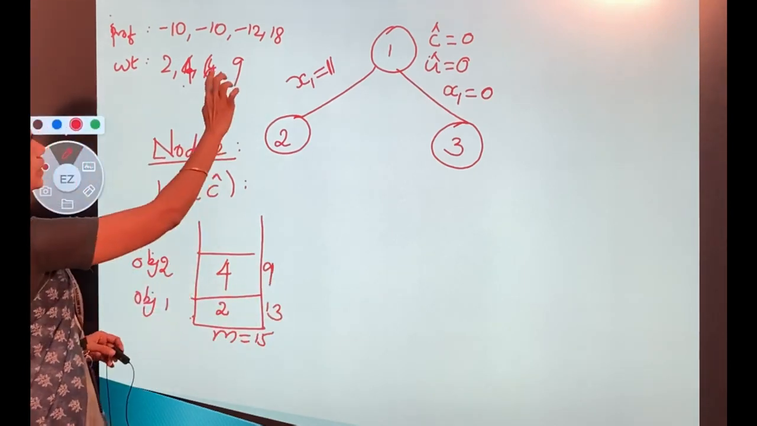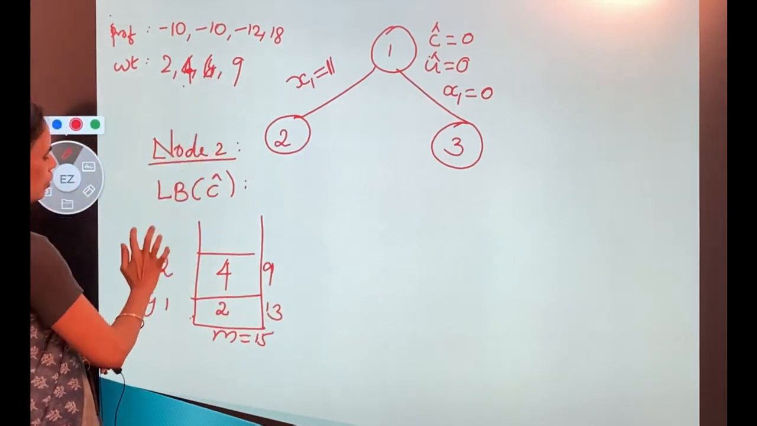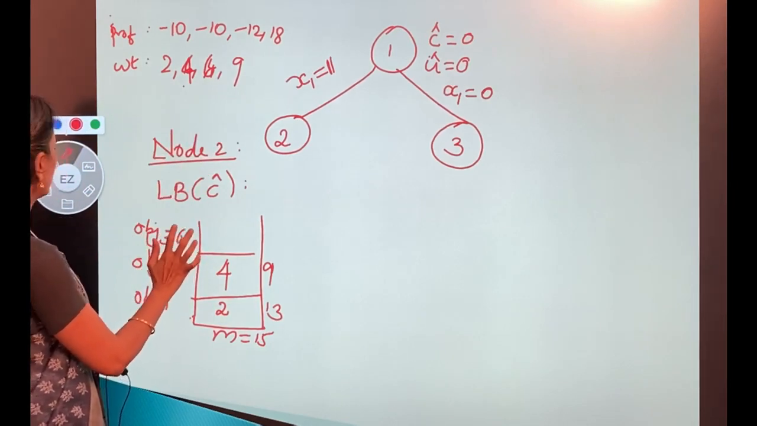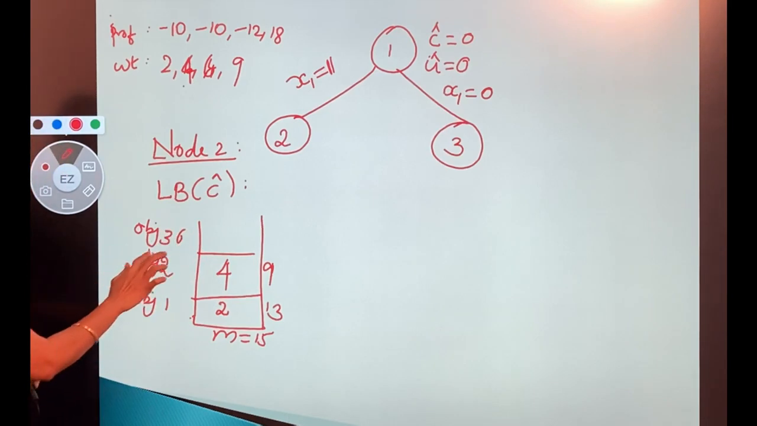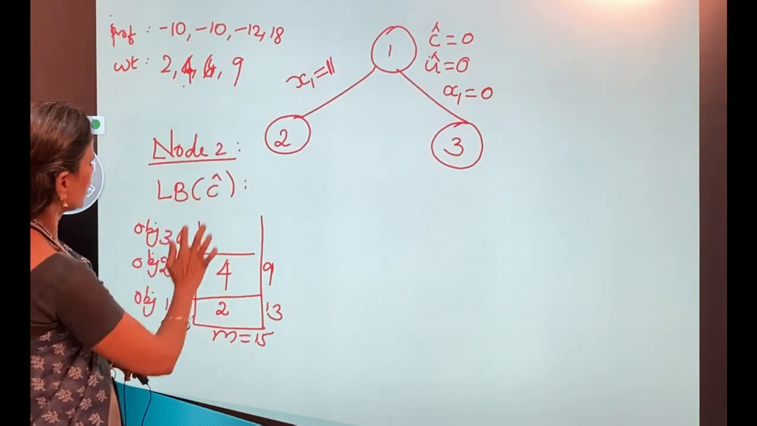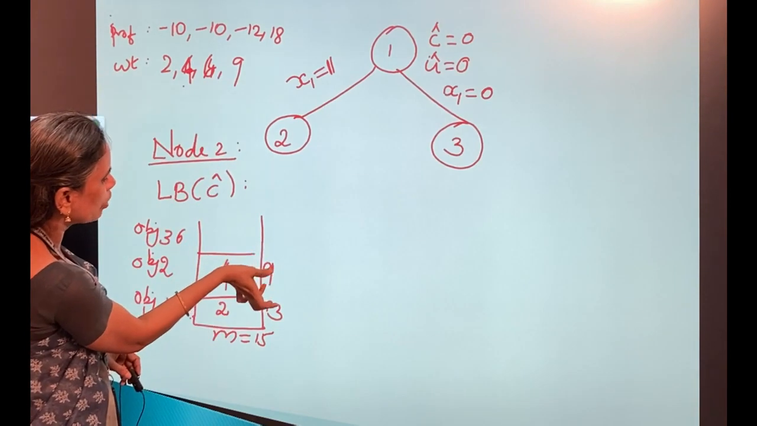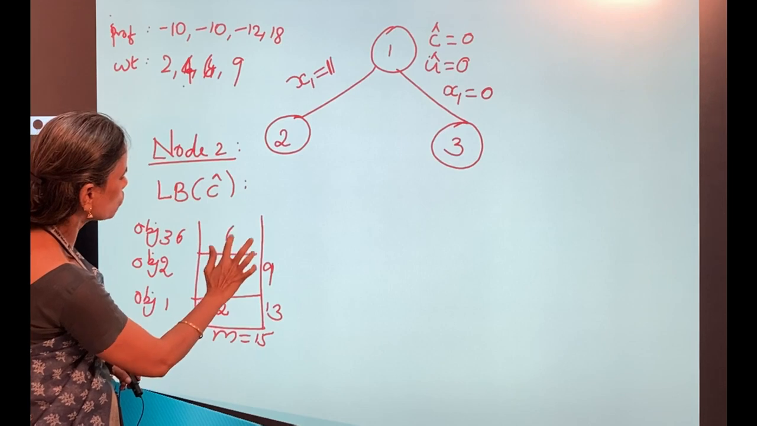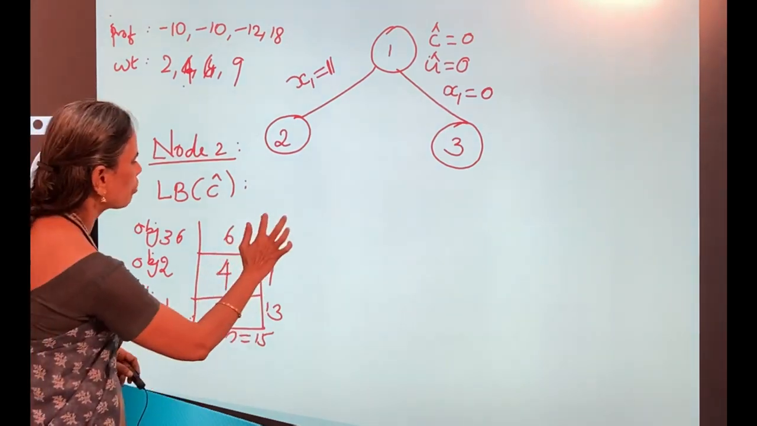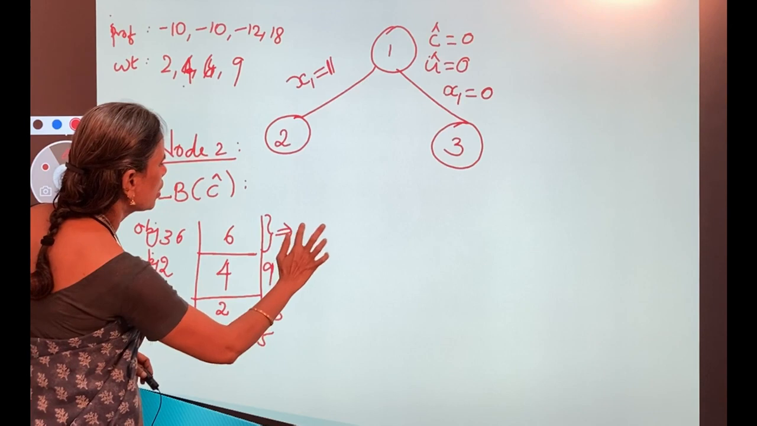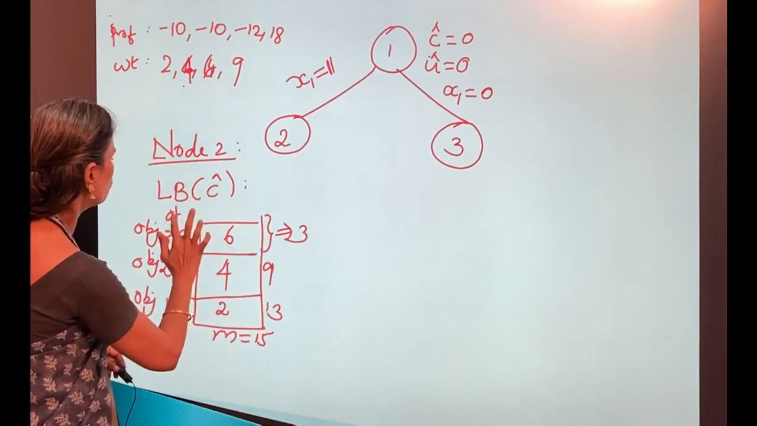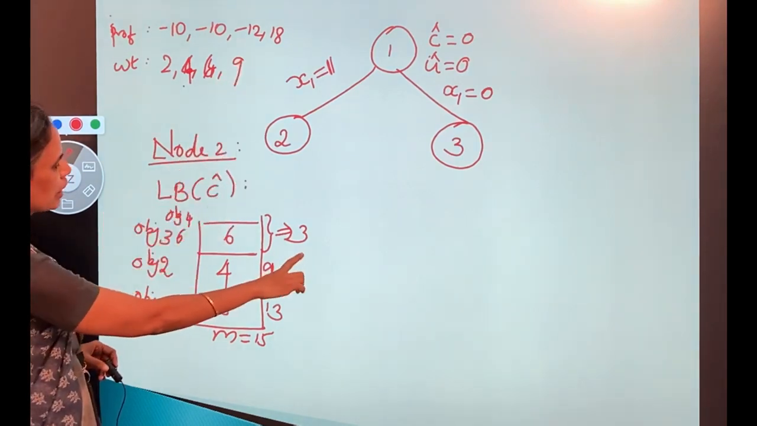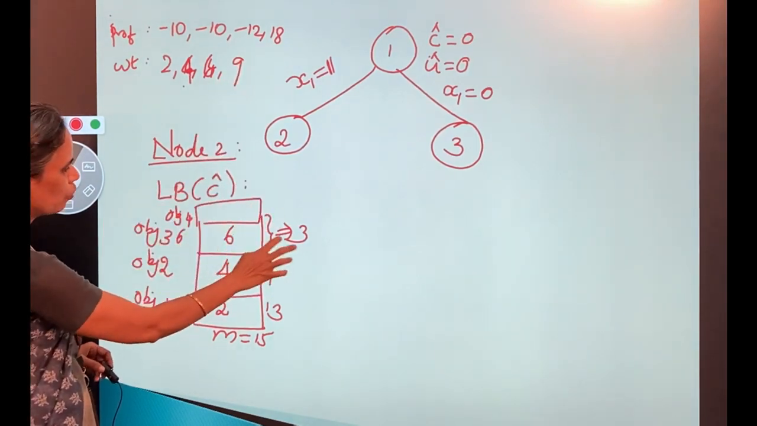Now we can go for object 3. Object 3 has a weight of 6. The remaining capacity of the bag is 9, so we can place object 3 whose weight is 6. Now the remaining capacity of this bag is 3, but for object 4, its weight is 9 and we have only 3 remaining.